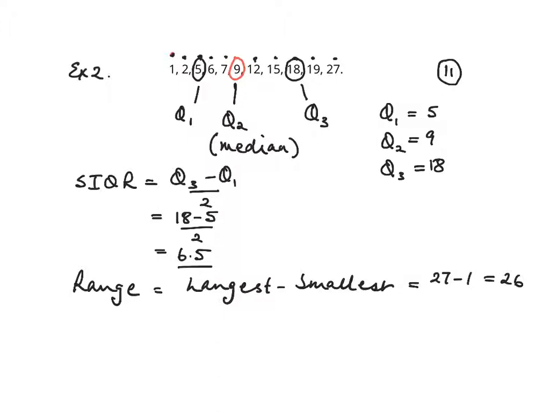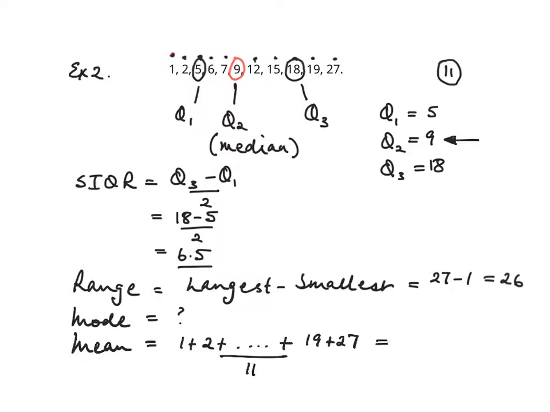We don't have a mode, because we don't have any number occurring more than once, so we don't have a mode. That's a bit unusual, but there we are. We've done the median is Q2, that's 9. The median is 9. If we wanted to work out the mean, how would we do that? The mean is, well, we'd have to add them all up, so 1 plus 2 plus 19 plus 27. We know that there are 11 numbers. It's 121 over 11, which is 11.